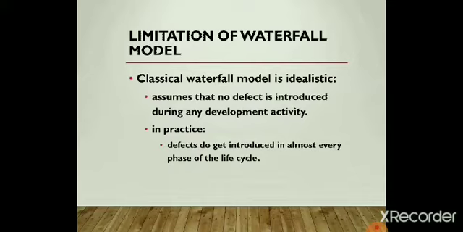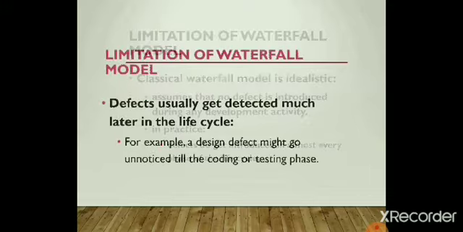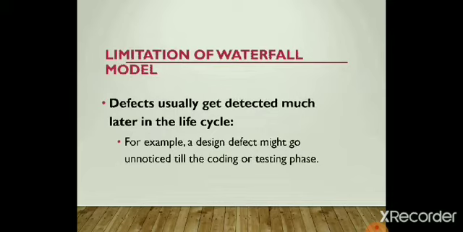It may come in every stage of the life cycle. Defects usually get detected much later in the life cycle. Means defects go unnoticed in the current phase. They are always detected in a later phase of the life cycle. For example, a design defect might go unnoticed in that phase and can be recognized in the coding or testing phase.